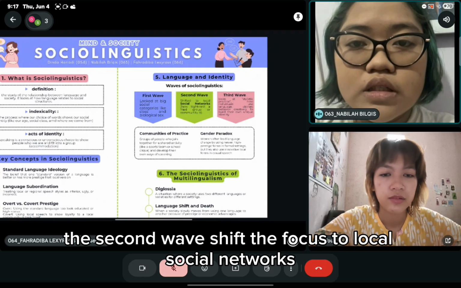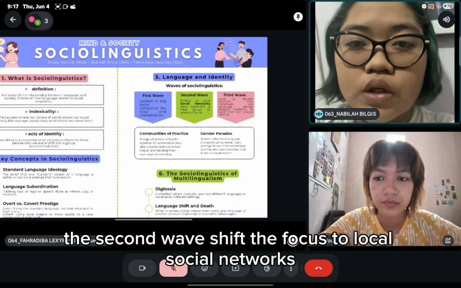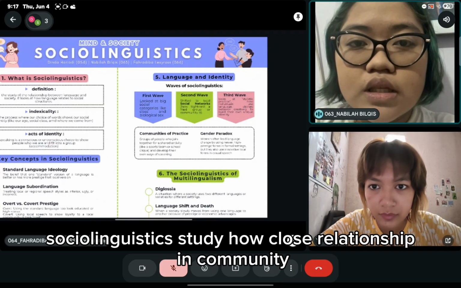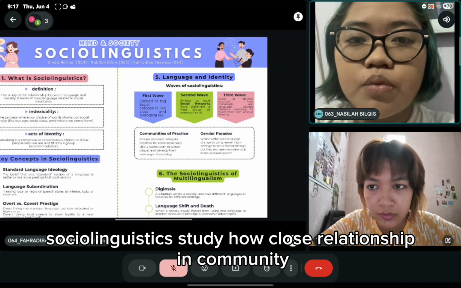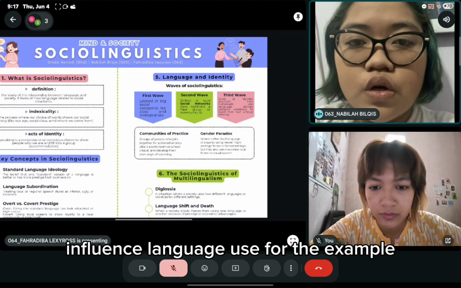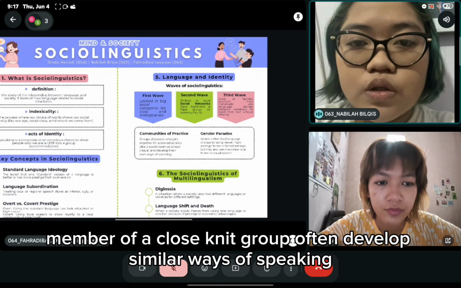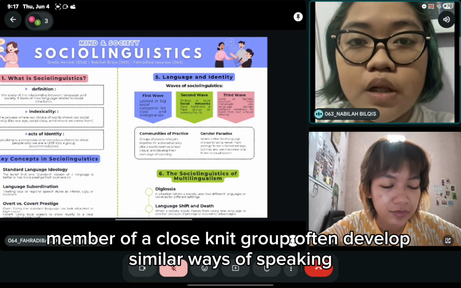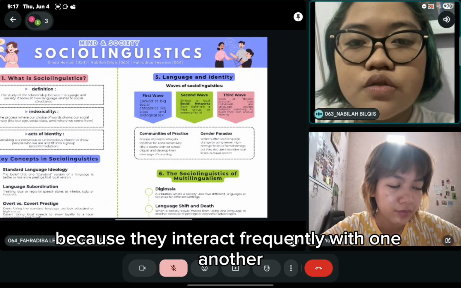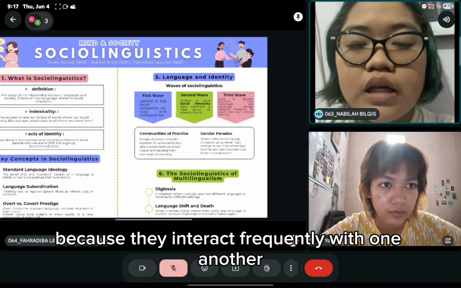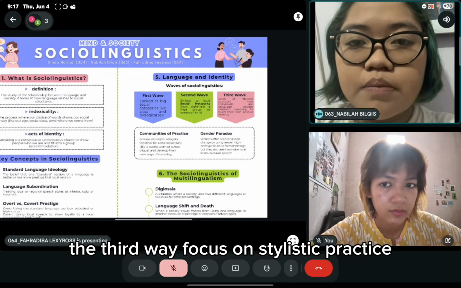The second wave shifted the focus to local social networks. In this wave, sociolinguistics studied how close relationships in a community influence language use. For example, members of a close-knit group often develop similar ways of speaking because they interact frequently with one another. The third wave focuses on stylistic practice.